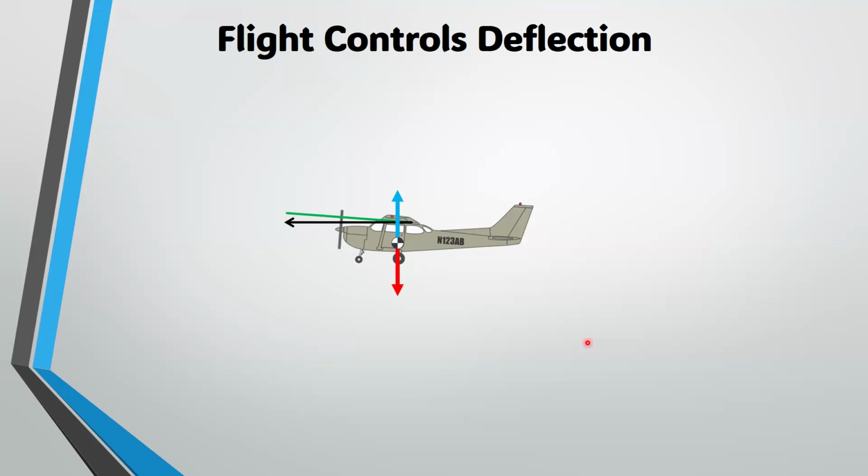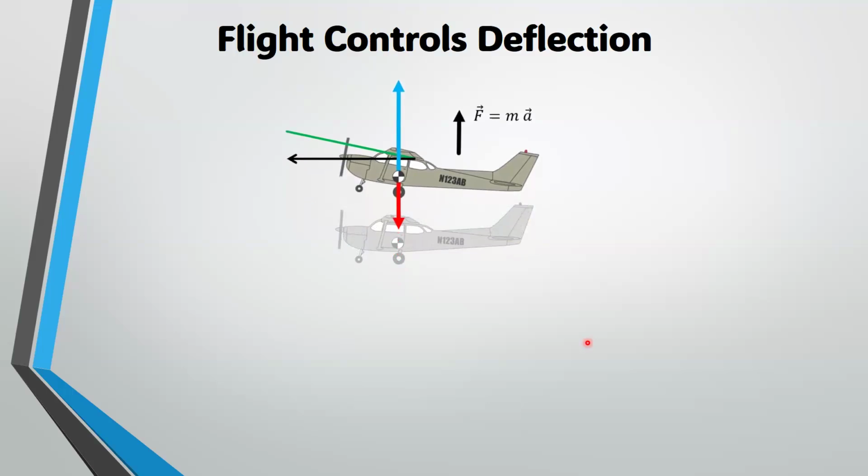For example, if we deflect the flight controls, we increase the force of lift and it's not equal to weight anymore, and the airplane will start climbing. And the important part is not just that it will be climbing at constant speed, but it will accelerate. Its climb rate will increase from 0 to some value.